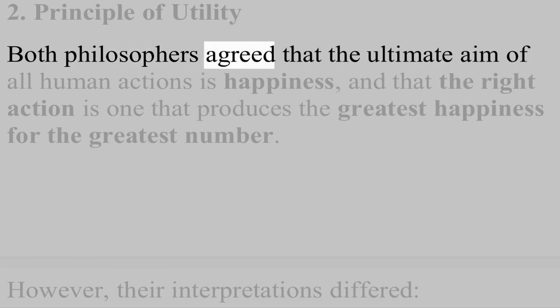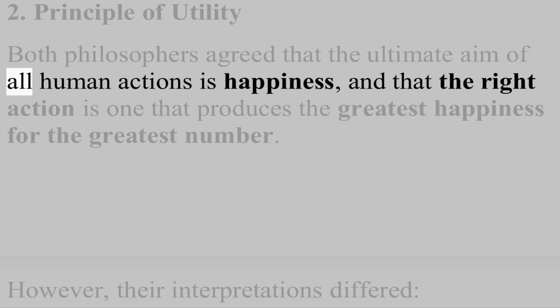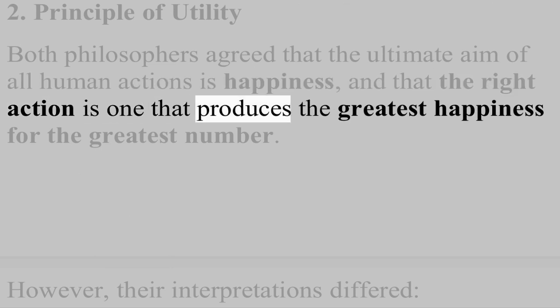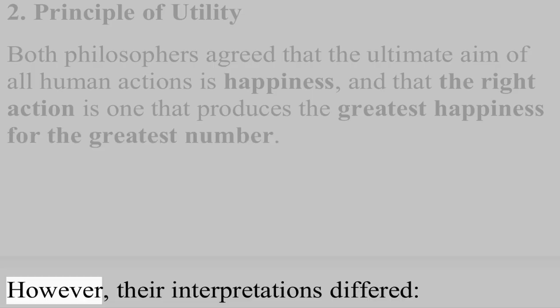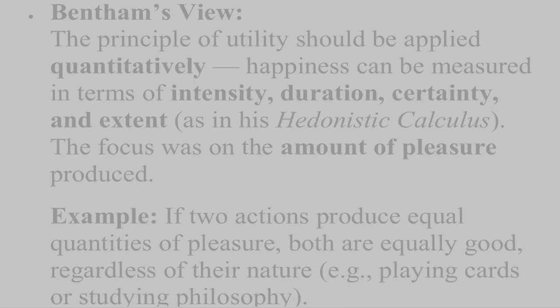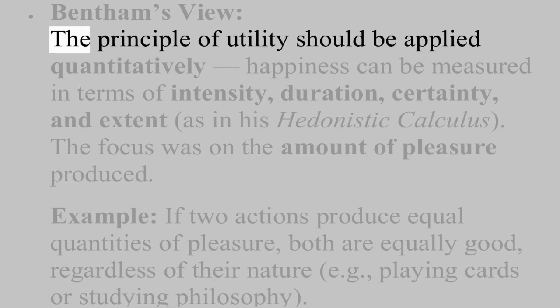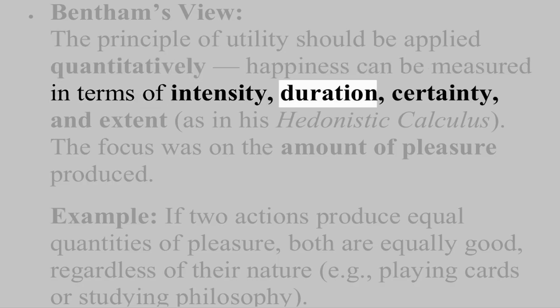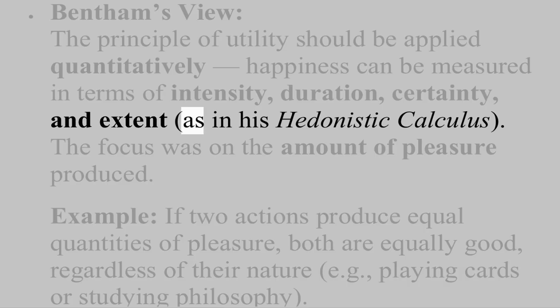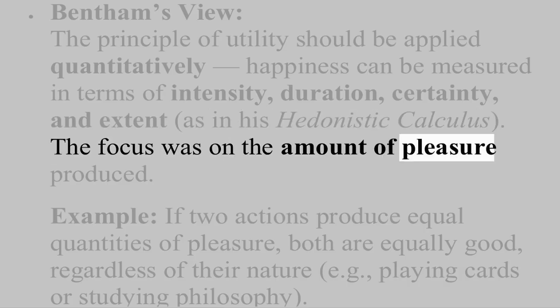Both philosophers agreed that the ultimate aim of all human actions is happiness, and that the right action is one that produces the greatest happiness for the greatest number. However, their interpretations differed. Bentham's view. The principle of utility should be applied quantitatively. Happiness can be measured in terms of intensity, duration, certainty, and extent, as in his hedonistic calculus. The focus was on the amount of pleasure produced.